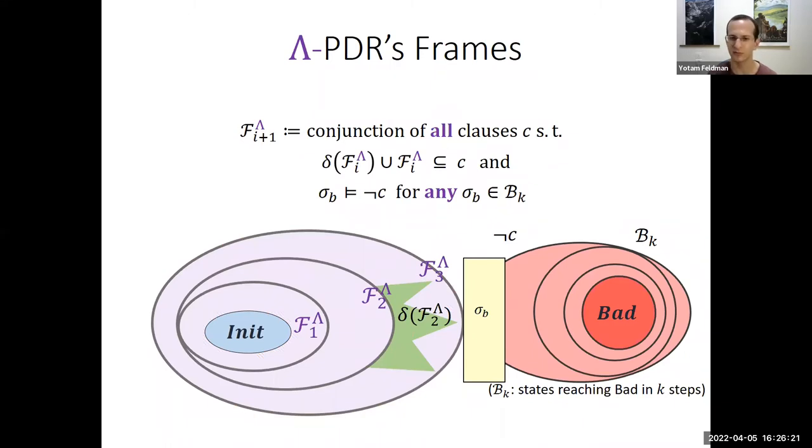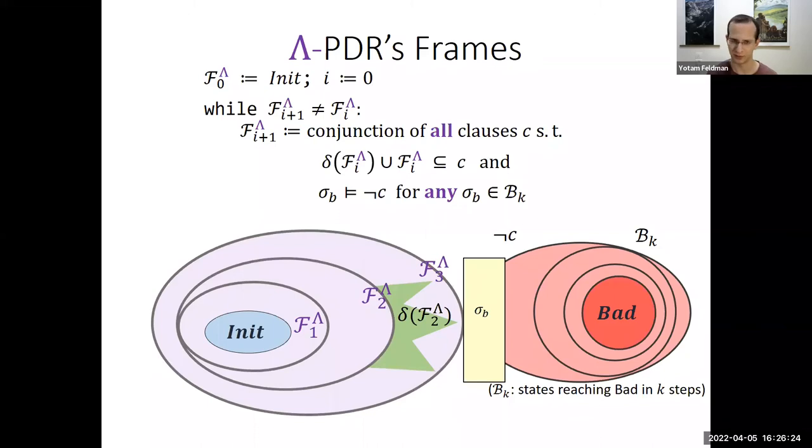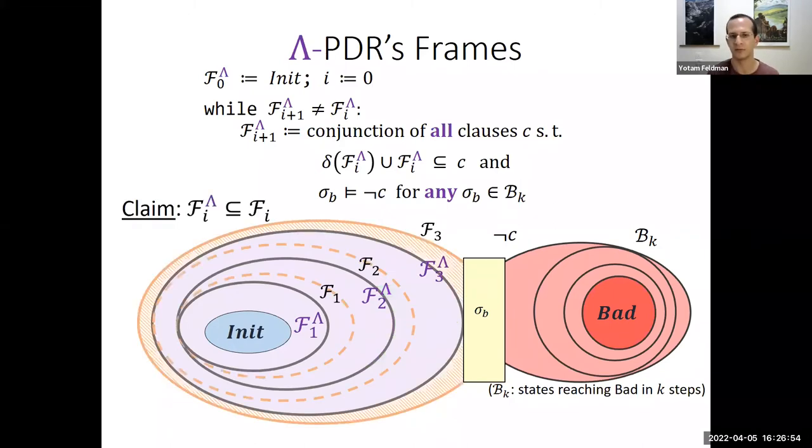This gives us an algorithm that can, starting from the first frame of the initial state, compute frames iteratively one by one, where each frame is taken to be the conjunction of all the clauses that contain all the states reachable in one step from the previous frame of Lambda PDR and exclude at least one counterexample from BK. And so this is computed iteratively. And here in Lambda PDR, K is a parameter of the algorithm. So this gives us a different set of frames than the frames of standard PDR, but they can be related to those of standard PDR.